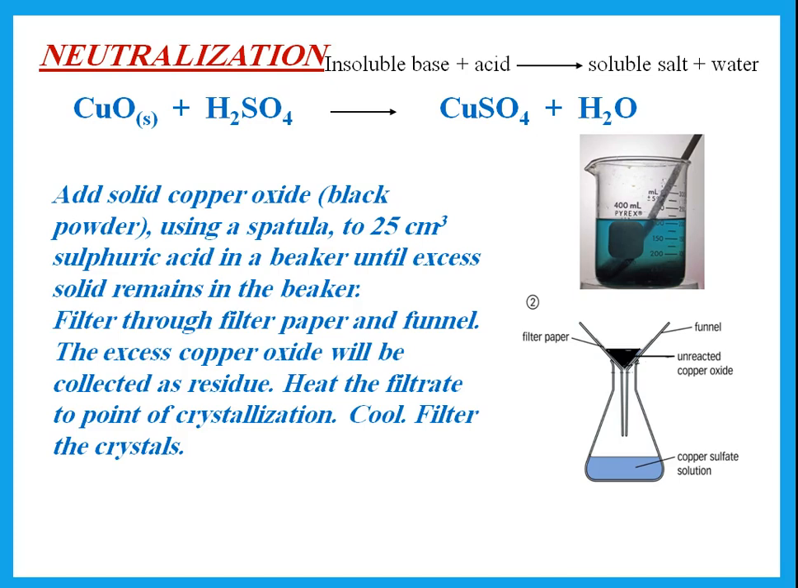Okay, so we add the solid copper oxide, using a spatula, to 25 centimeter cubed of sulfuric acid in a beaker until excess solid remains in the beaker. Filter to remove the excess solid. So why are we filtering? To remove the excess solid. Now we take the solution and we heat to point of crystallization, cool, filter the crystals. So this method is called neutralization.